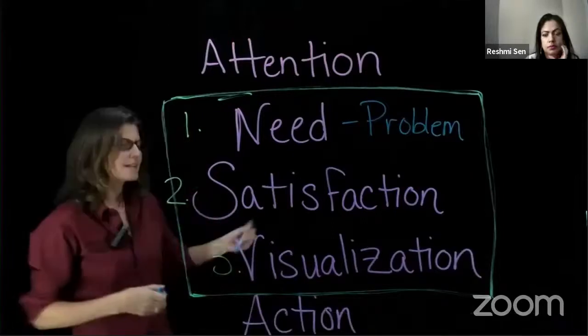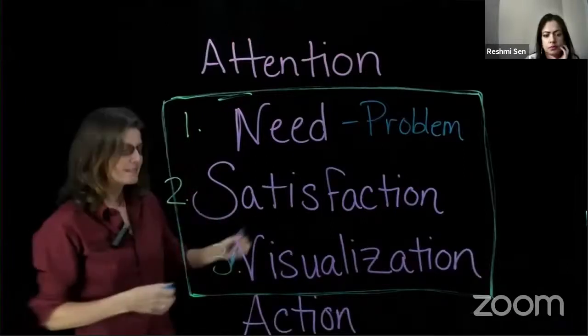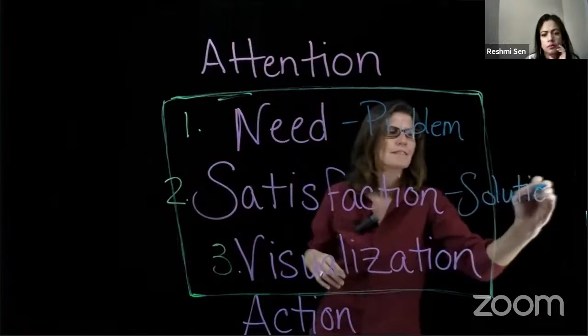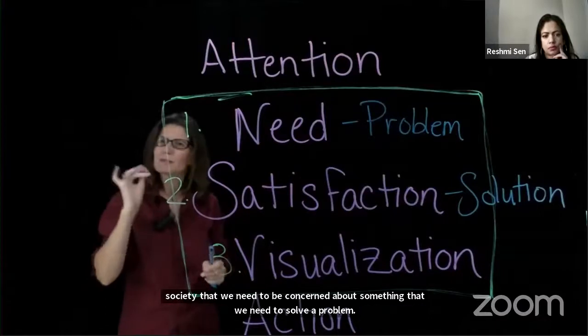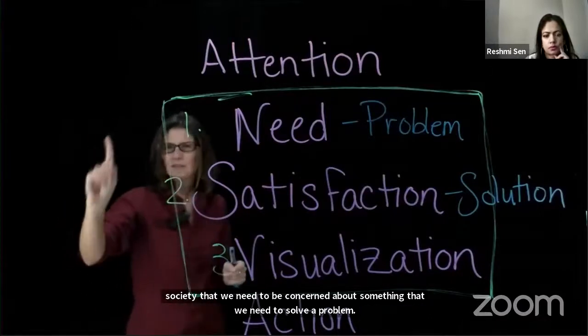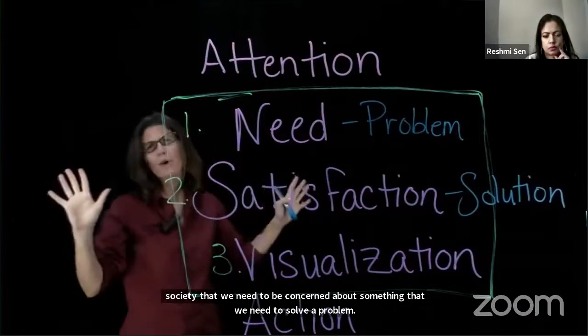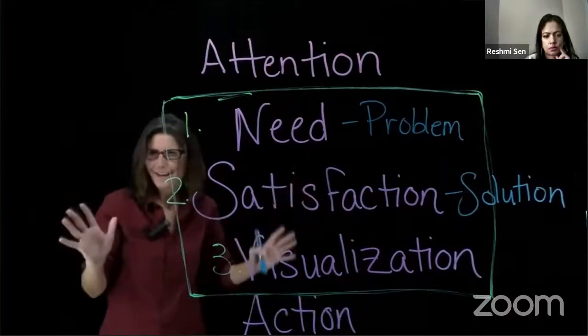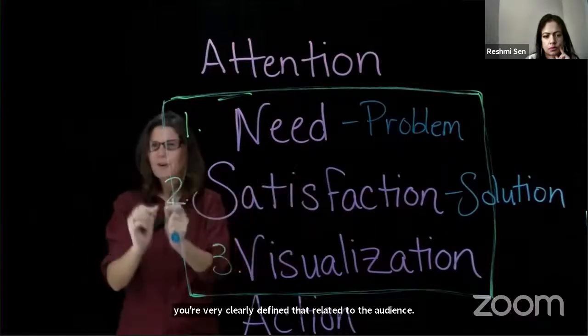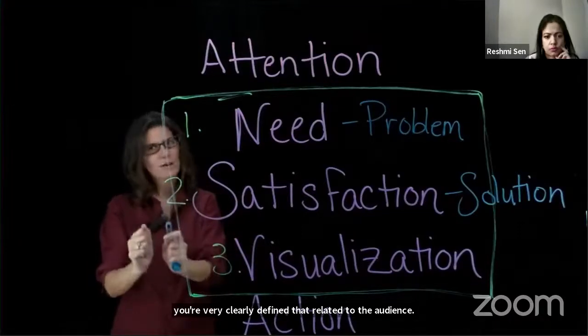The second one is the satisfaction step. And the satisfaction step is where you provide the solution. So problem, solution, there we go. You're explaining what exactly you want us to do. And you want to be specific, one single solution. You don't want to provide a whole bunch of different ideas of things that we can do to help the Humane Society. Choose one.